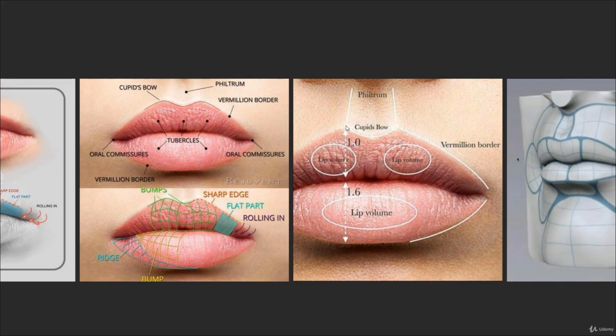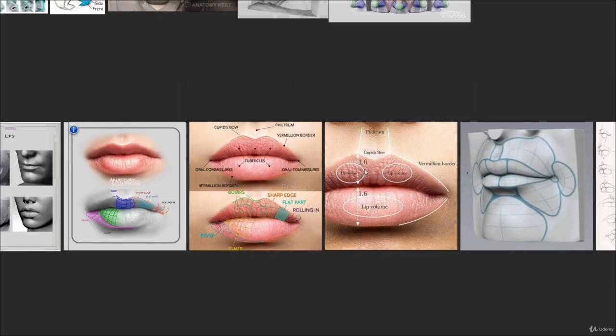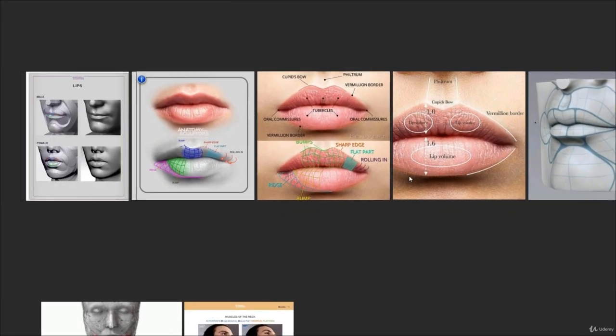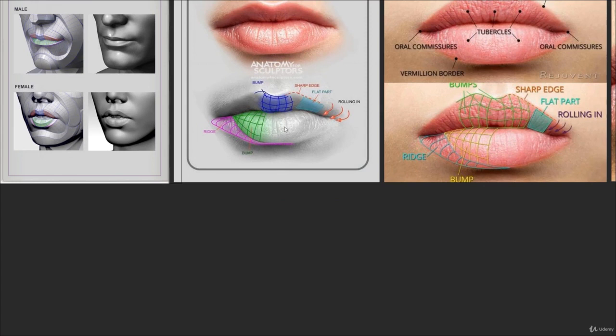And the Cupid's bow. Cupid's bow will be this region with this curved shape that can remind us of an M shape, right? And right on top of this M shape, we're going to have this philtrum, which is a concave part like that. And for the lower lip, we're going to have that volume, that shape that we already saw.